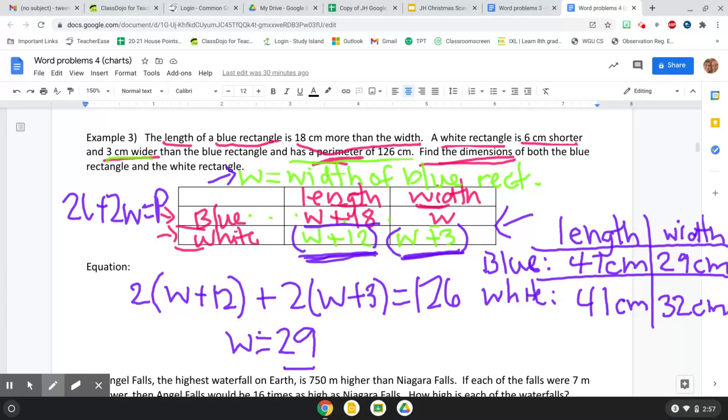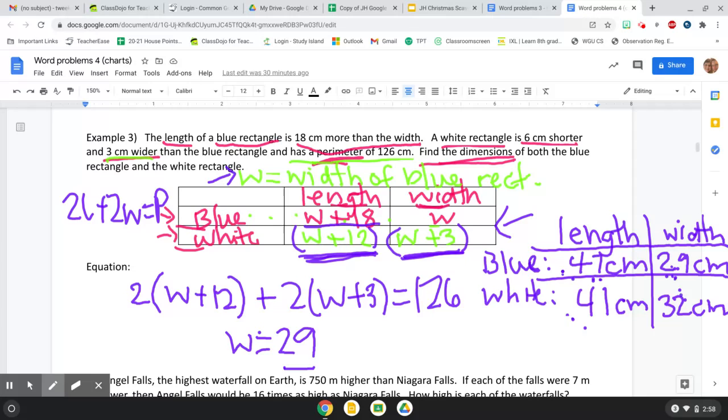All right. Now that I've done all of this, I can kind of go back to my example and reread and make sure it makes sense. So is the length of the blue rectangle 18 more than the width? So if I come and look at the actual numbers that I have, is this actually 18 more? Okay, that makes sense. That one's good. The white rectangle is 6 centimeters shorter. Okay, so if I look at the length, well, that is 6 centimeters shorter here. And then it says 3 centimeters wider. Okay, it is 3 centimeters wider.